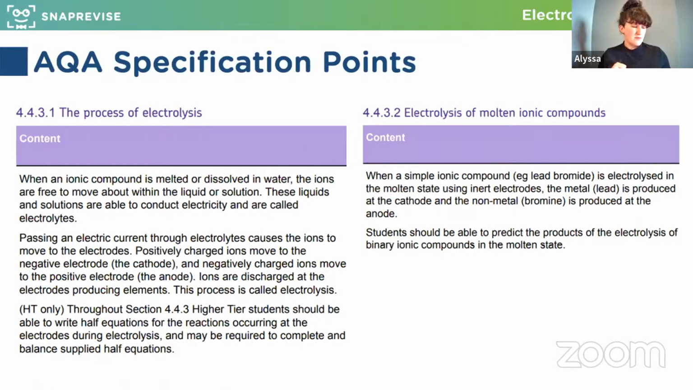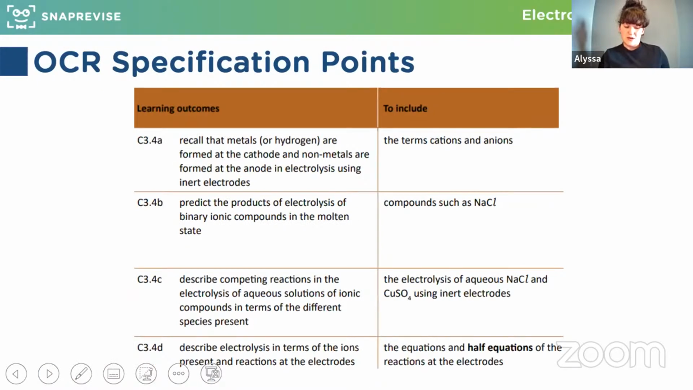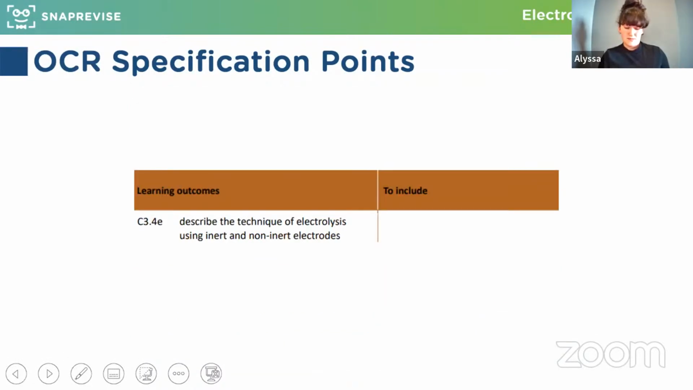So these are the AQA specification points that we're going to be covering specifically on electrolysis. This is for AQA. Notice the cases where it's higher tier only. This is also AQA. Then this is OCR. These are specification points that we're going to be covering from OCR. And so is this one. So notice it says non-inert electrodes. We're not going to be covering that in this web class.